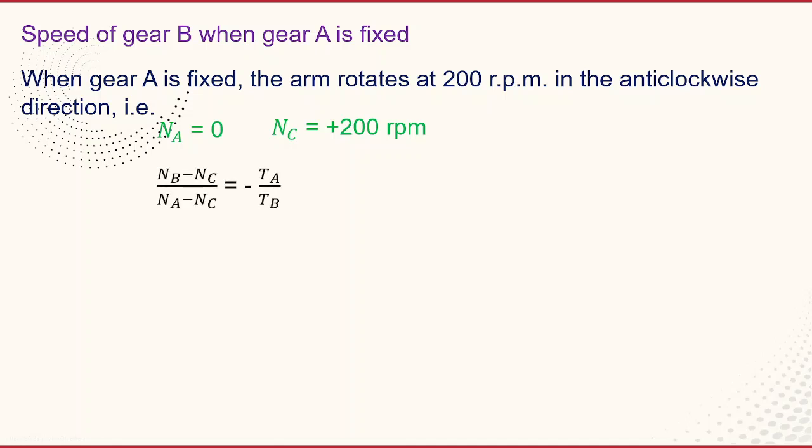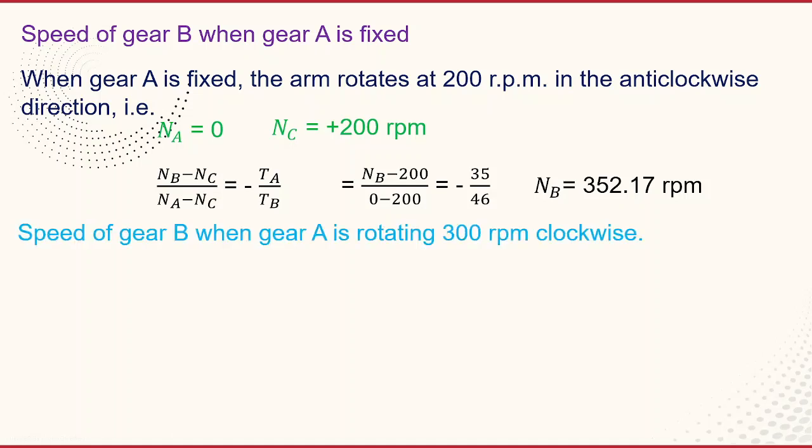Now we can use NB minus NC by NA minus NC is equal to minus TA by TB. Substitute the data: NB we want to find out, NC is plus 200 and NA is 0. The number of teeth of A and B is given and substituted. From this you can find NB. NB is equal to 352.17 rpm. It is coming positive, which means it is in the anti-clockwise direction.